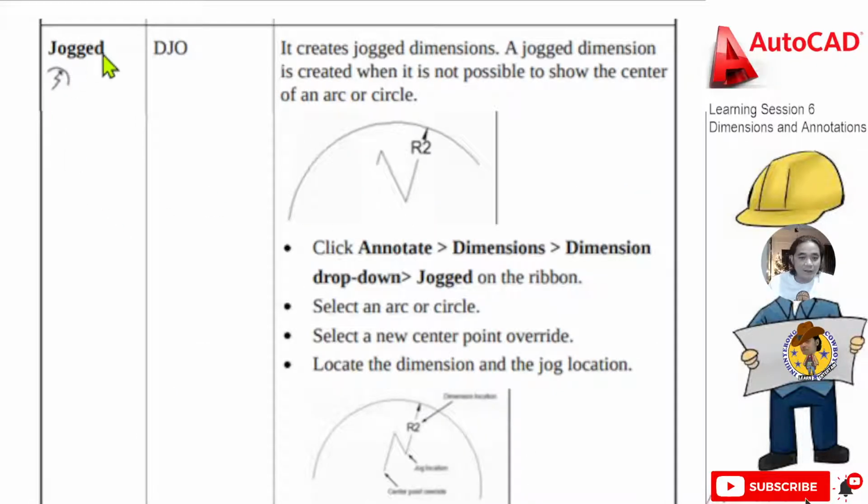For jog, you can type DJO as a shortcut key command. Then it creates jog dimensions. A jog dimension is created when it is not possible to show the center of an arc or circle. So like this one. Then click Annotate, Dimension drop down, Jog on the ribbon. Then select an arc or circle. Then select a new center point override, locate the dimension and the jog location. Okay, so like this one.